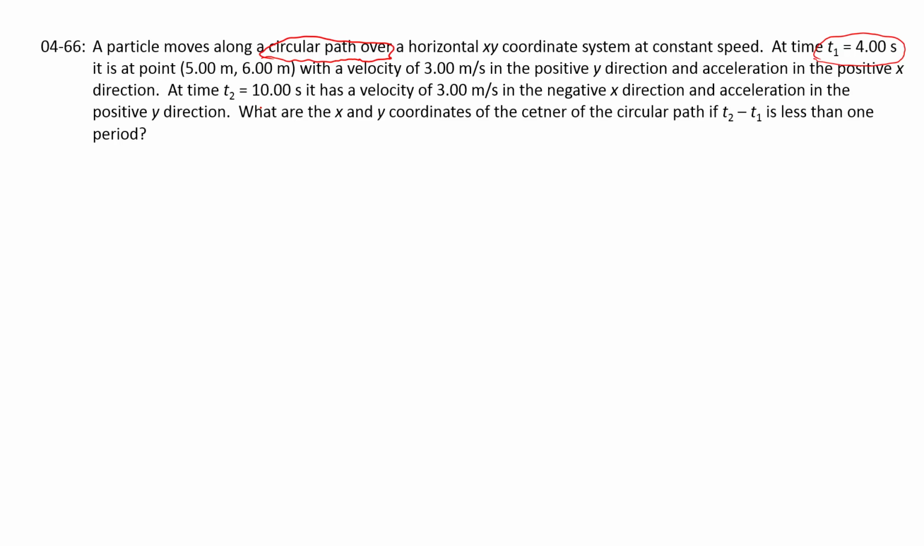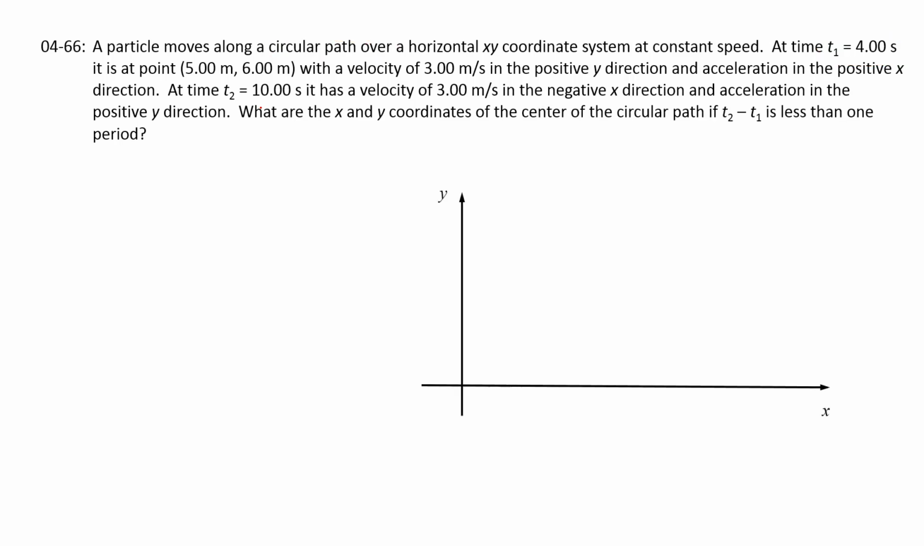So let's do a little bit of work here and see if we can make some sense out of this stuff. Let's draw a coordinate system first. That's always the first thing to do, of course. Then we're told at 4 seconds, it's at the point 5 meters, 6 meters. So we can put the particle in there at that point.